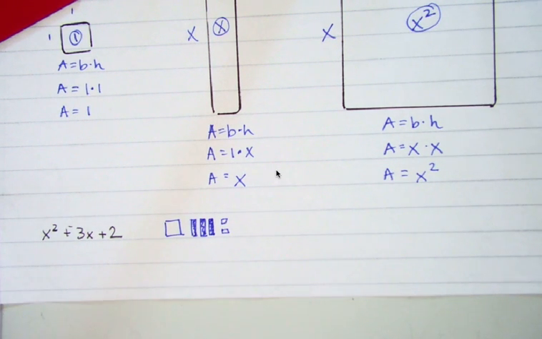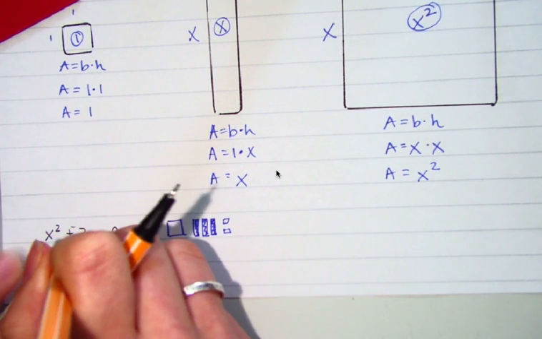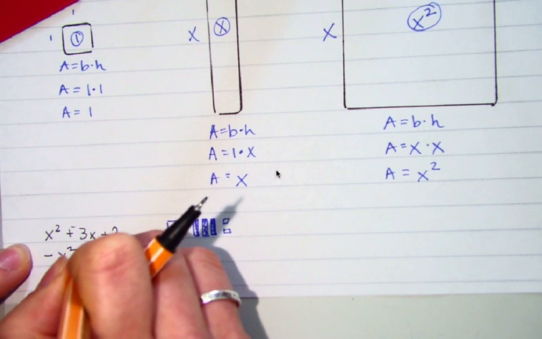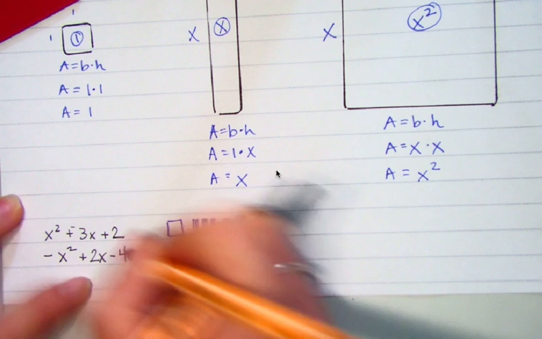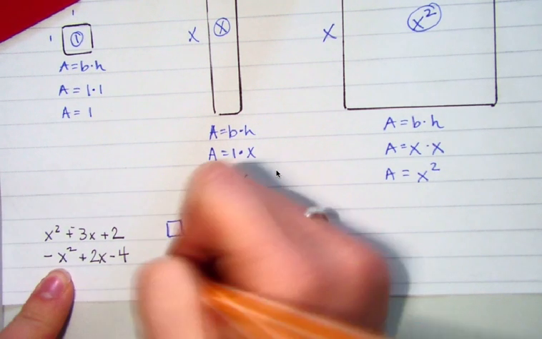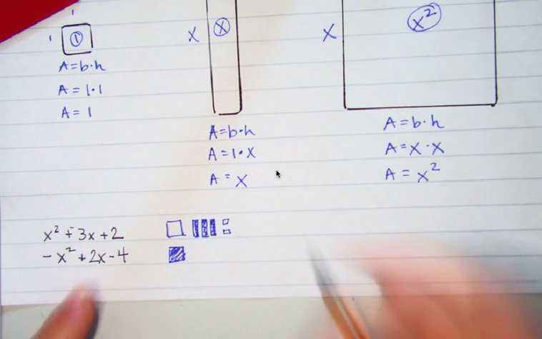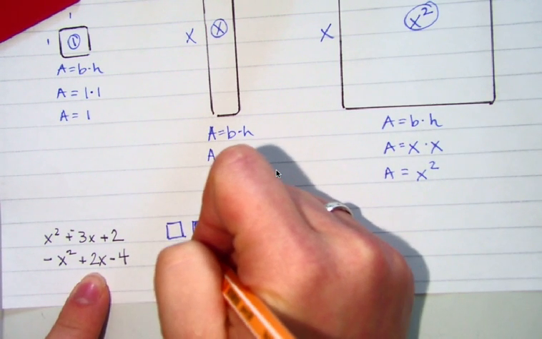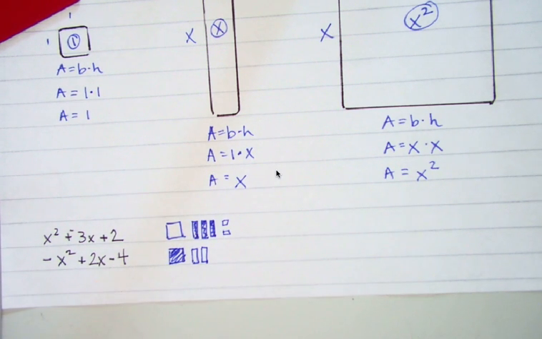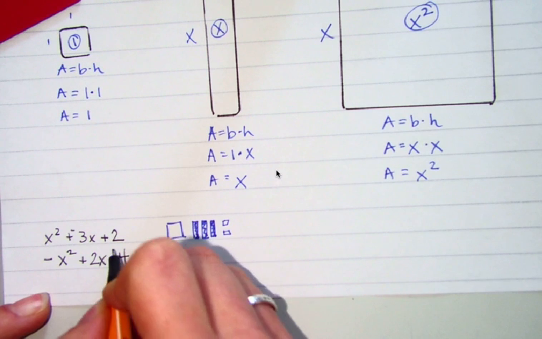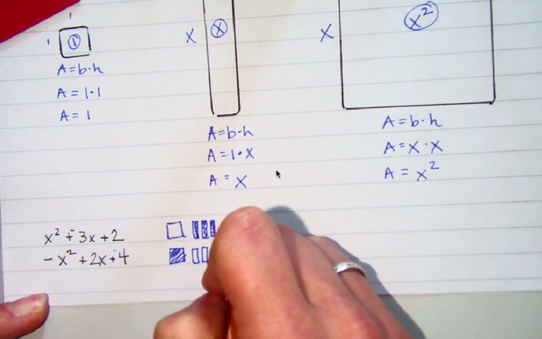All right, one more example. What if I have negative x squared plus 2x minus 4? Well, this is a negative x squared, so I have to draw a big square and shade it in to show that it's negative. I don't want to bring out my colored pencils. I have 2 positive x's, or 2 rectangles, and then I also have 4 negatives when I change the subtraction to addition, so I can just draw 4 little 1 pieces and make sure I shade them in.